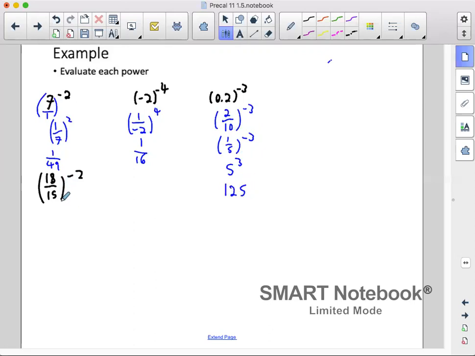Next, we've got 18 over 15, so we'll flip that. So we've got 15 over 18 squared. Both of these are divisible by 3, so we'll simplify it. So that gives us 5 over 6. Now squaring them, squaring the top gives us 25. Squaring our denominator gives us 36.